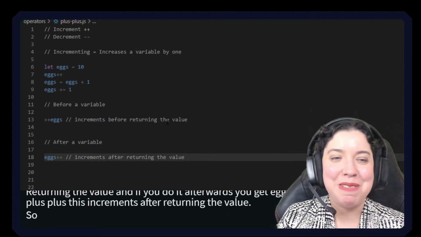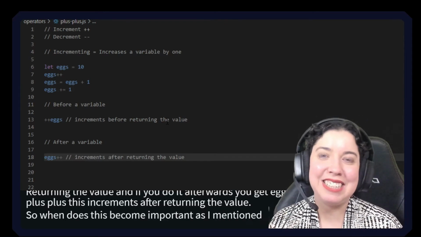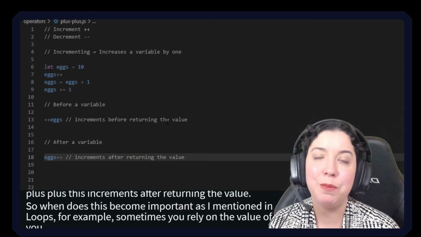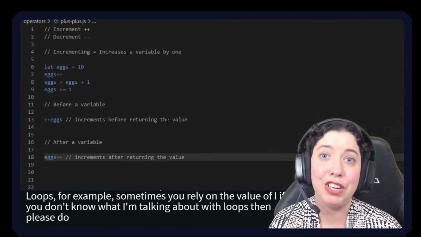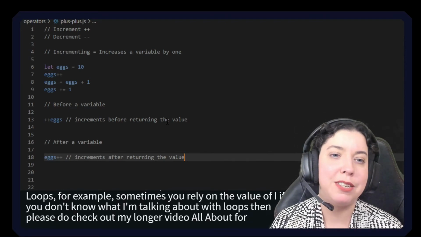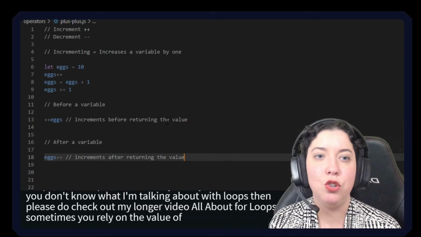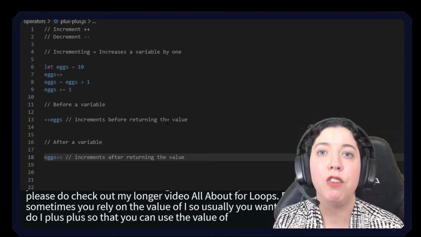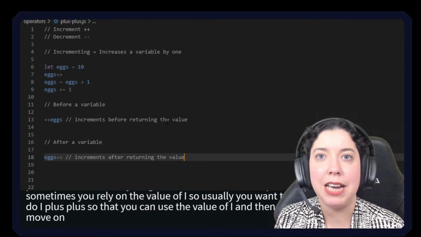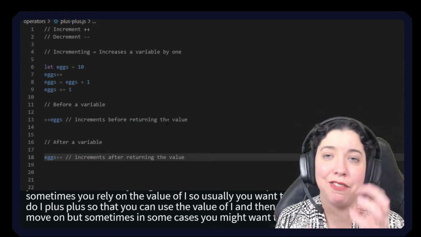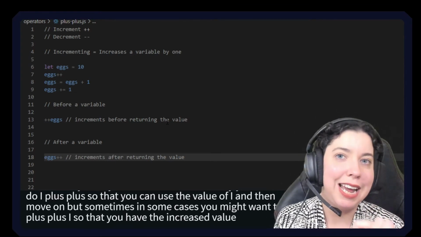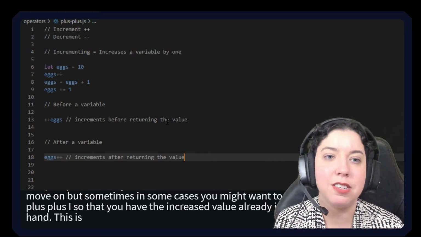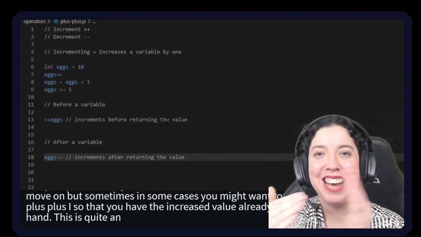So when does this become important? As I mentioned, in loops, for example, sometimes you rely on the value of i. If you don't know what I'm talking about with loops, then please do check out my longer video all about for loops. Usually you want to do i++ so that you can use the value of i and then move on. But in some cases, you might want to do ++i so that you have the increased value already in hand. This is quite a narrow use case. I would say most of the time you will be doing ++ after and not before.